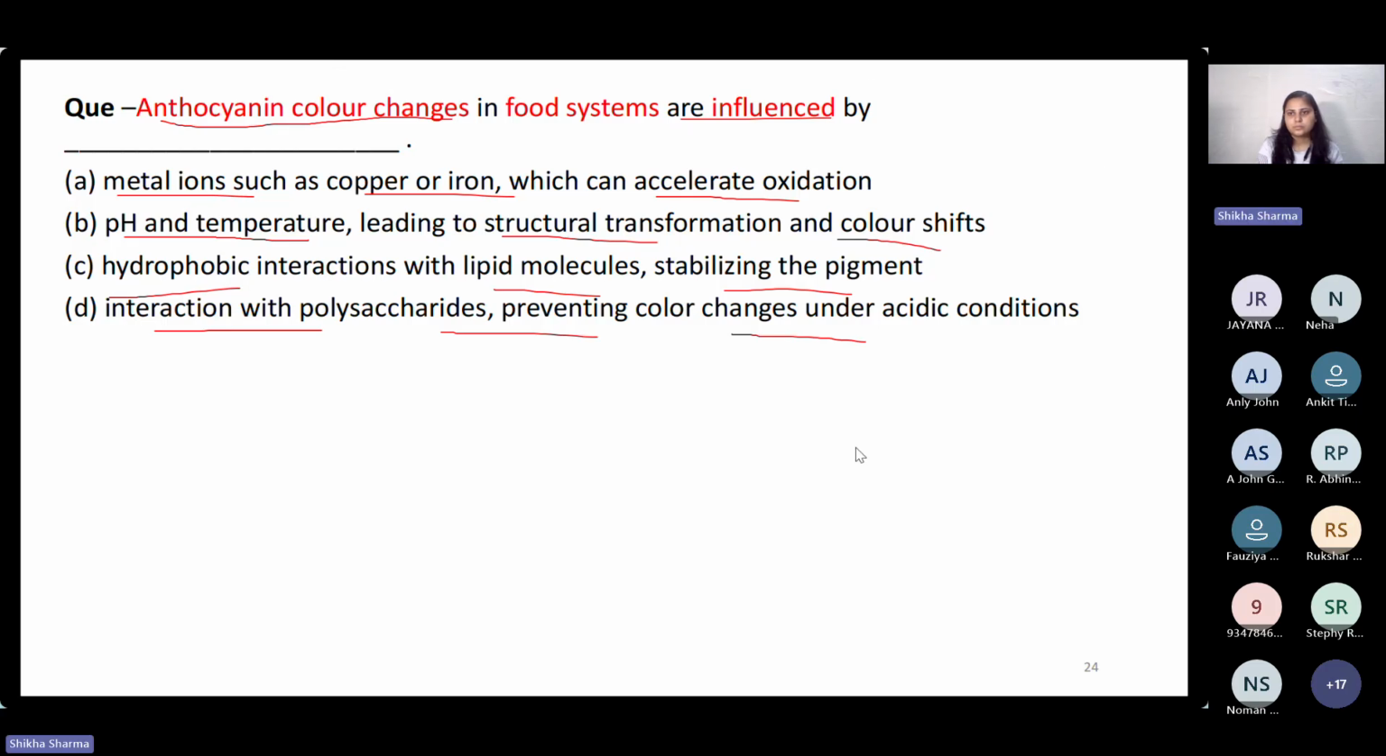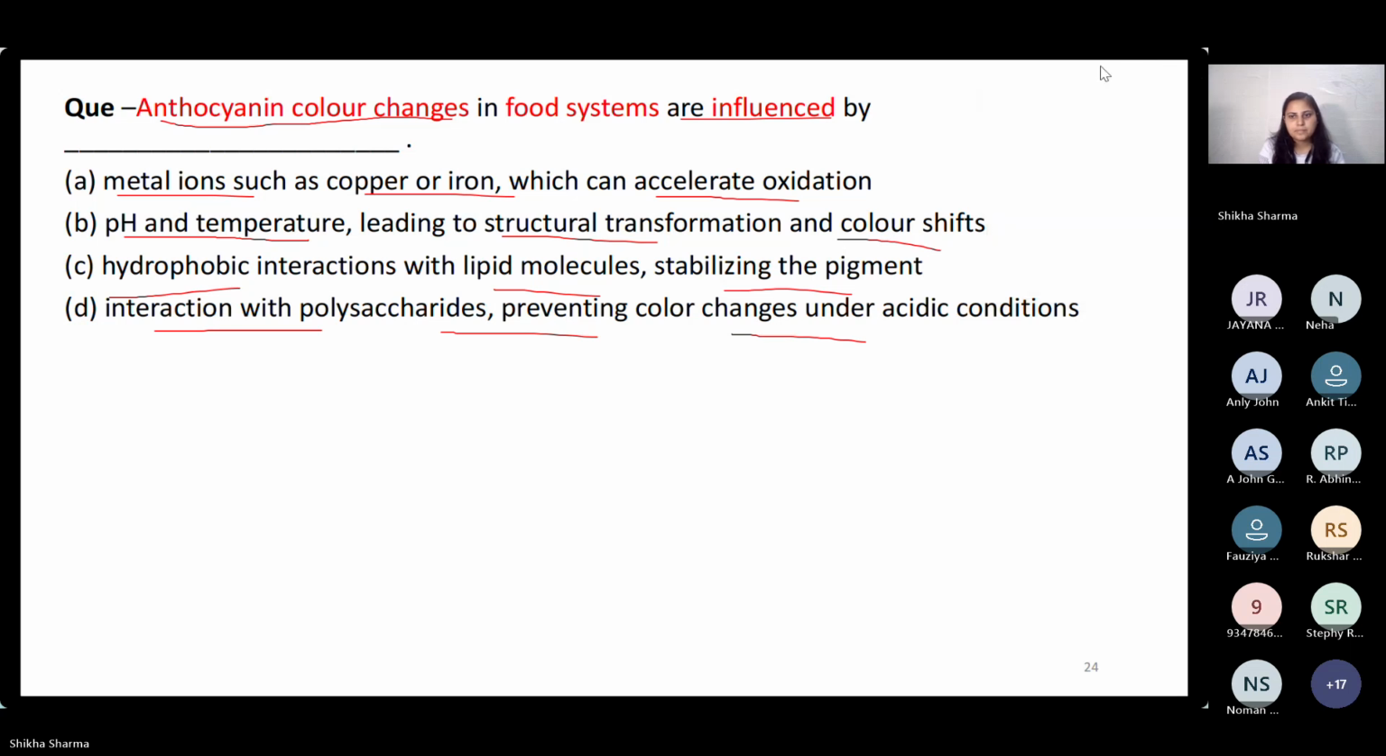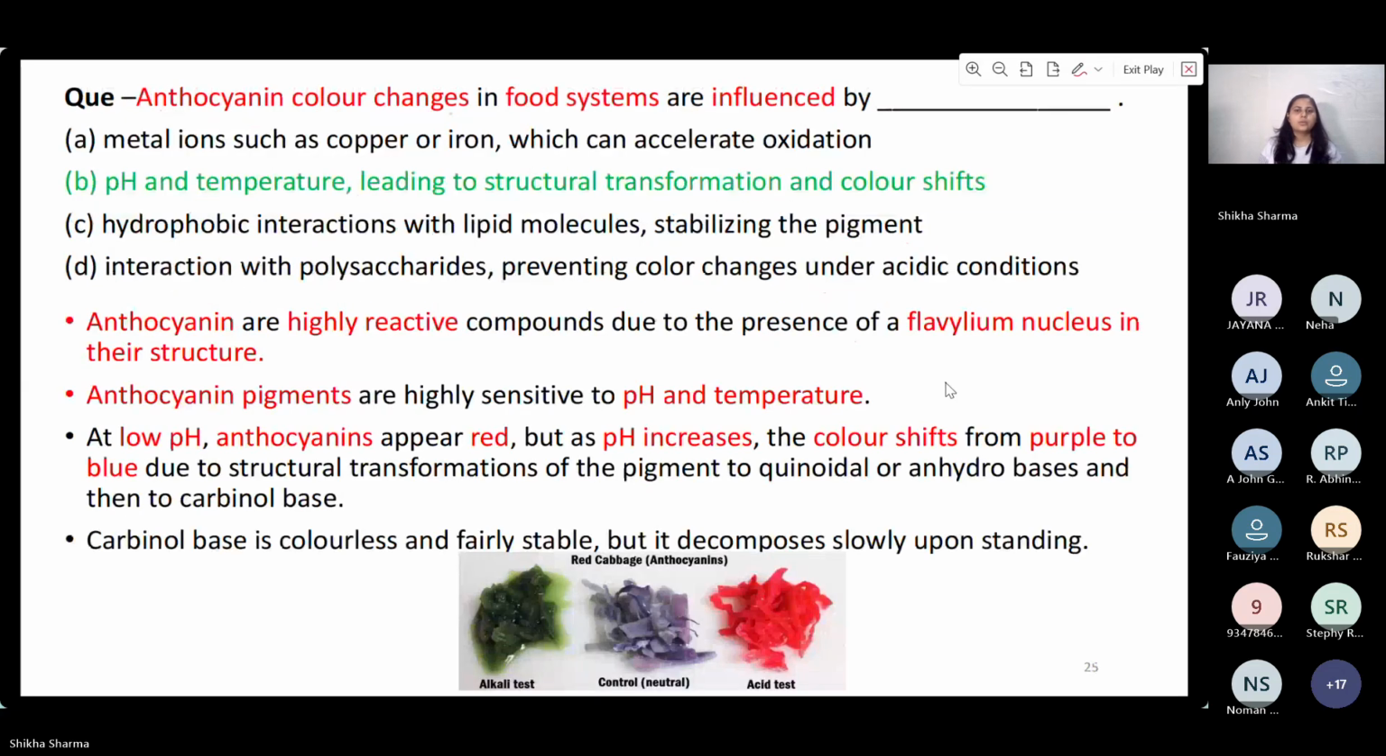Anyone who would like to answer this question? Fozia is saying B. Anyone else? Okay, let's discuss this question. So she's correct, B: the anthocyanin color change in food systems is influenced by pH and temperature, which leads to structural transformation and color shifts.